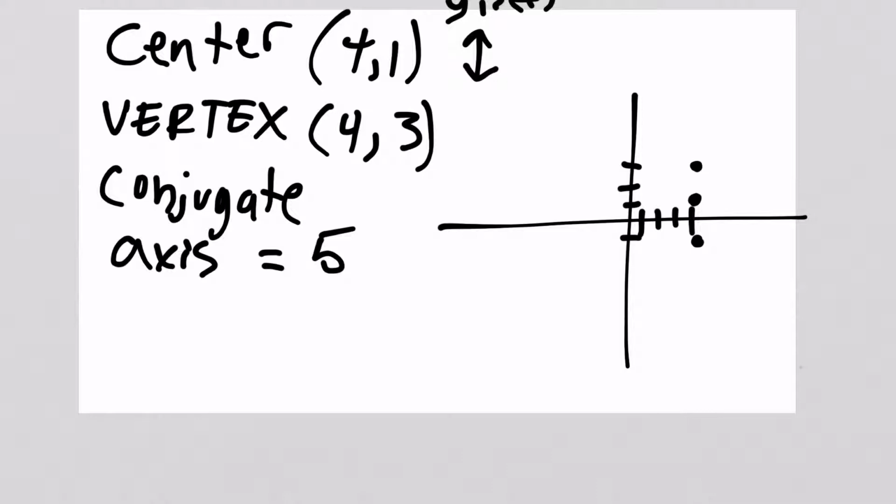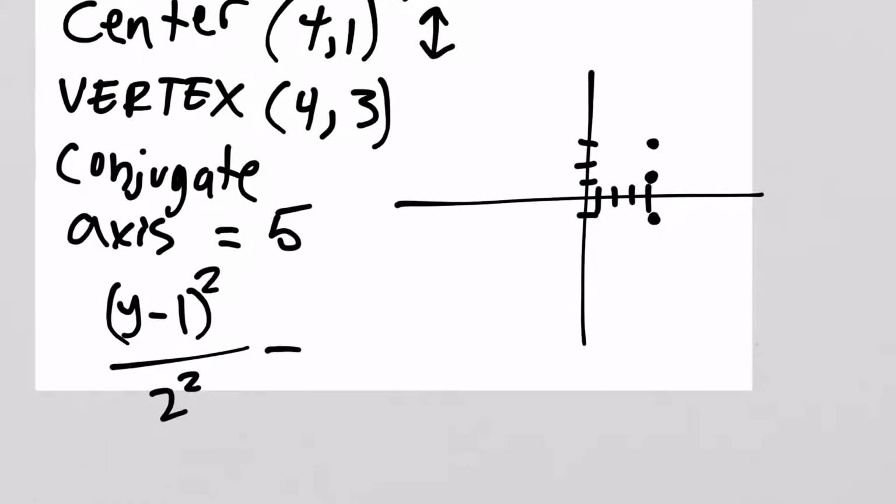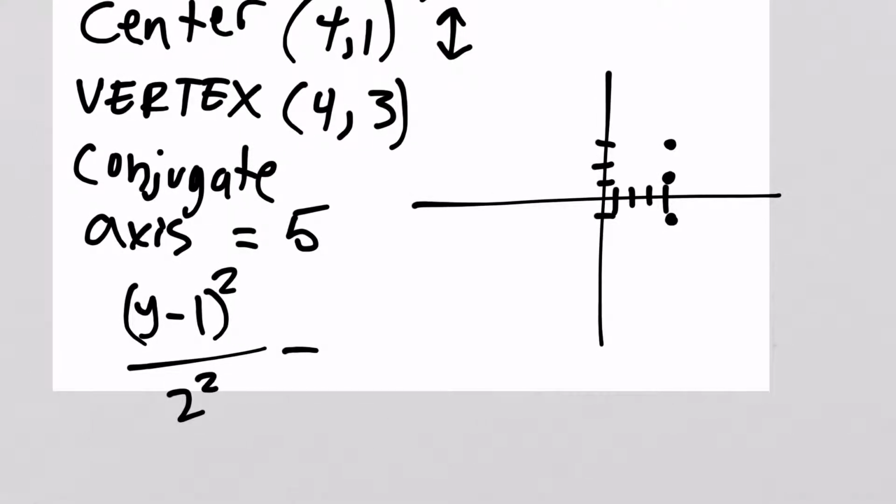I can say y minus 1, because the 1 is the y value of the center, so (y minus 1) squared divided by, how far did I go up and down? I went up 2 and then I went down 2, so over 2 squared. Minus, I know it's minus my x expression because my vertices are in line up and down, so it's a vertical hyperbola, so the y term is positive. So minus x, my center x value is 4, so (x minus 4) squared over something. I don't yet know what it is, but I know it equals 1.